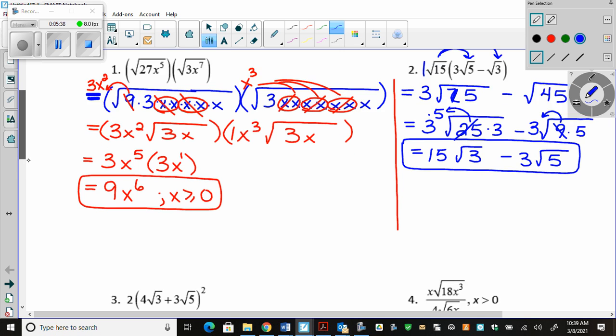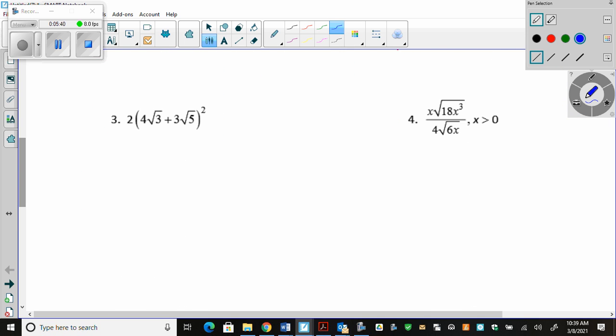All right. Number 3, what did I tell you to do when you see it squared on a bracket? Cross it off and repeat it immediately, so you don't do that wrong. So I immediately go, no thanks, and then I go 4 root 3 plus 3 root 5.